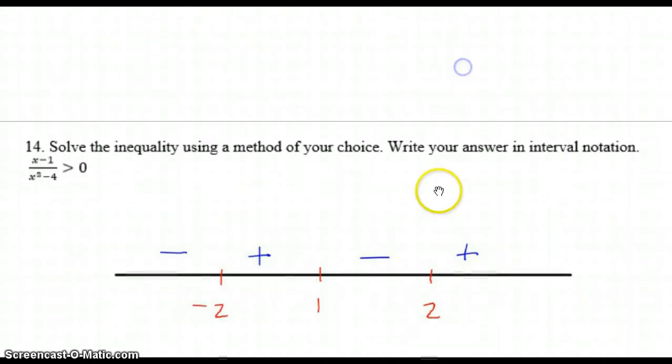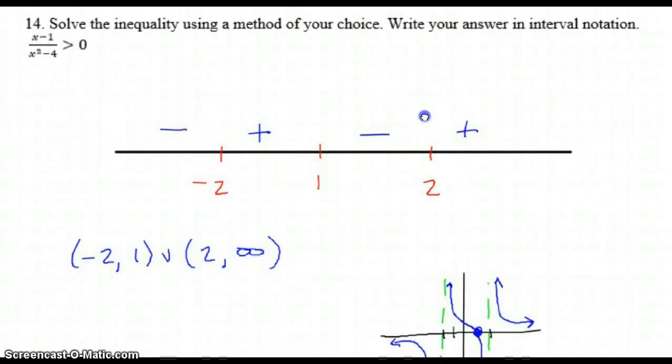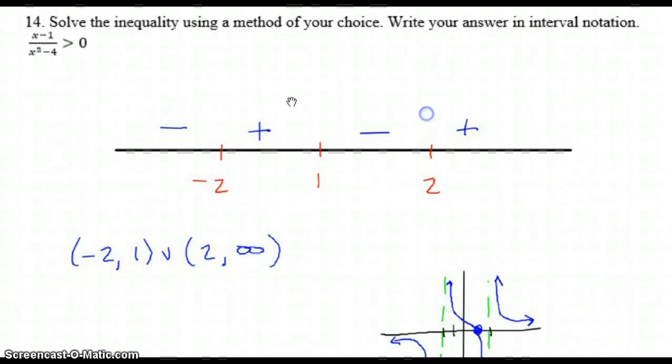So let's move to the next one. What do we have next? Okay, so this next one, we're solving the inequality with a method of your choice. We can solve rational inequalities by finding the zeros. The zero of the numerator is a 1, and finding where we have division by 0, and finding the signs in between and after each one.